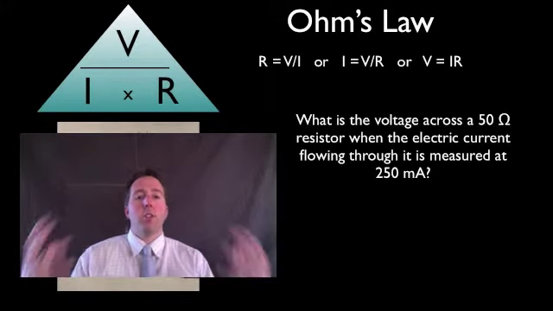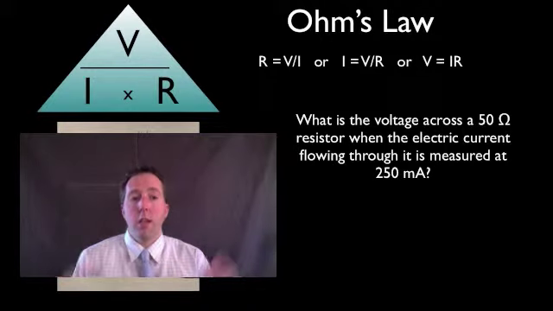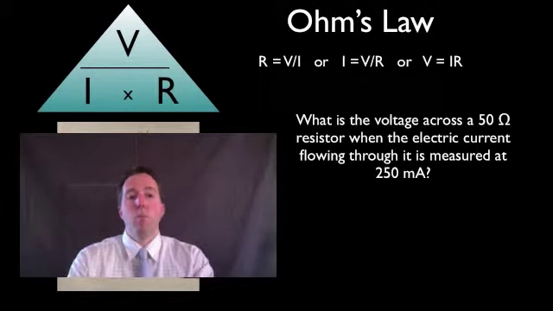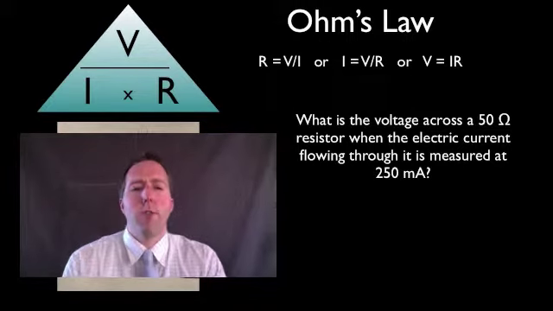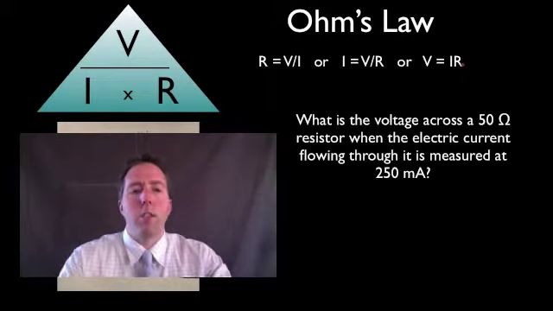If you had an electric circuit and someone said, what is the voltage across a 50 ohm resistor when the electric current flowing through that circuit is measured to be 250 milliamps? Well, you say, okay, what are you asking for here? What is the voltage? So we need to find the voltage. And fortunately, this is Ohm's law. The voltage is equal to current times resistance.